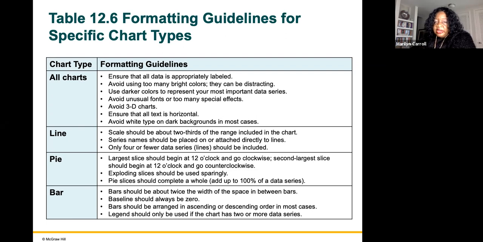On the pie charts, the largest slice should begin at 12 o'clock and go clockwise. The second largest slice should begin at 12 o'clock and go counterclockwise. Exploding slices should be used sparingly. Slices should complete a whole and add up to 100% of the data series. As far as a bar chart is concerned, bars should be about twice the width of the space in between the bars. Baseline should always be 0, and bars should be arranged in ascending or descending order in most cases, and the legend should only be used if the chart has 2 or more data series.